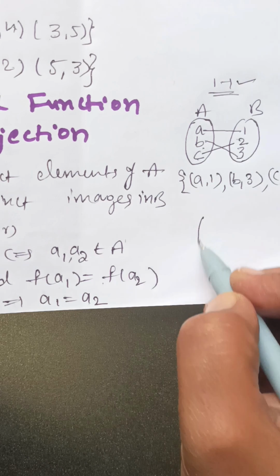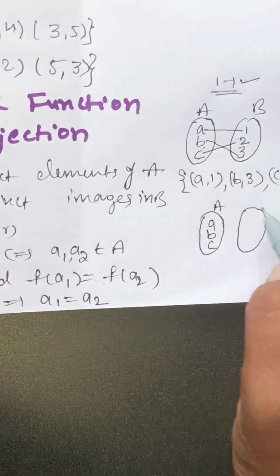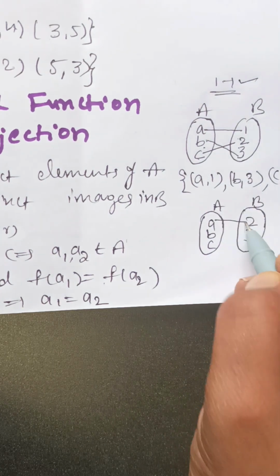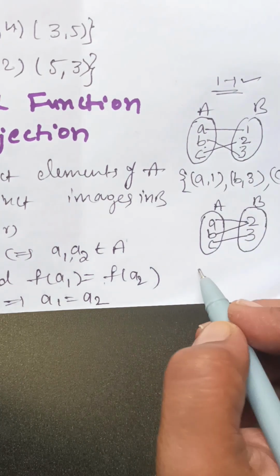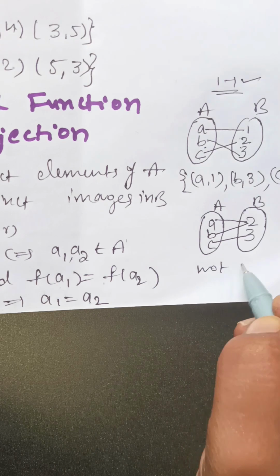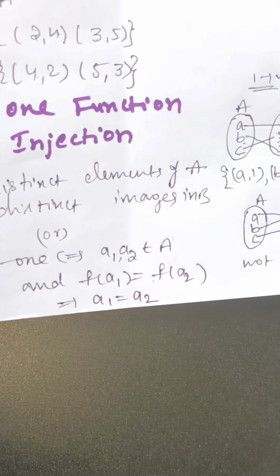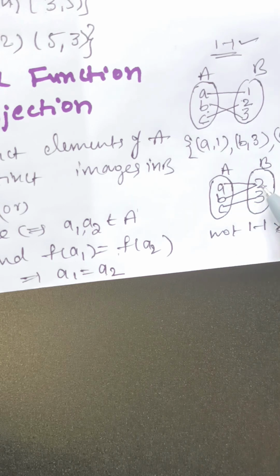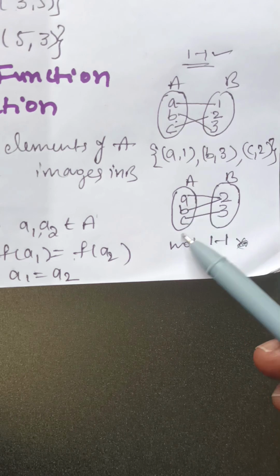Okay, take another example. In set A we are taking again a, b, c, three elements. In set B we are taking only two elements. a is mapping to 2, b is also mapping to 2, and c is mapping to 3. So this is not a one-one function, because different elements in the first set should have different images in B, but here a is mapping to 2 and b is also mapping to 2. So the image is the same for these two elements.